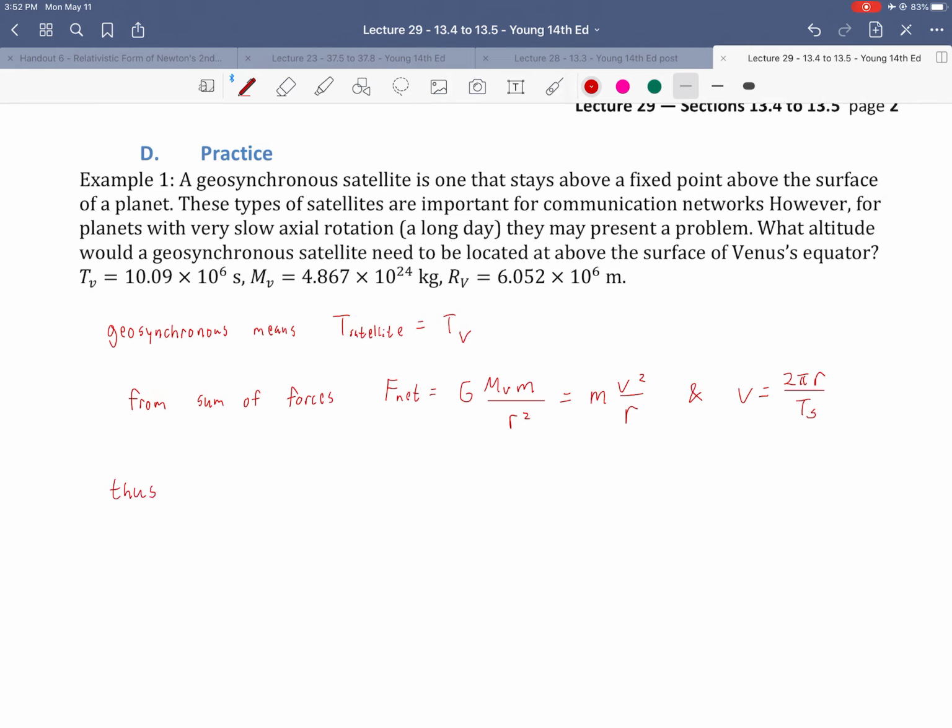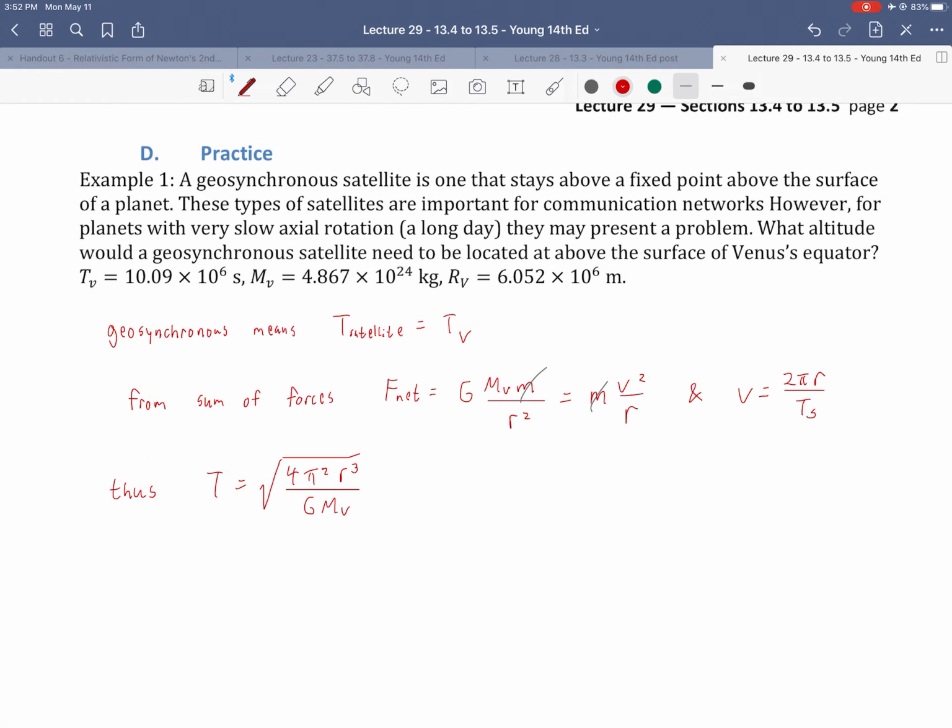So let's think about this. I can go ahead and write what I showed you on the previous page. I know then that the period is going to be the square root of 4 pi squared R cubed over G M_V. Because the little m cancels out. We can show that here. So the mass of the satellite is going to have no bearing on the problem whatsoever. Now, that's great.